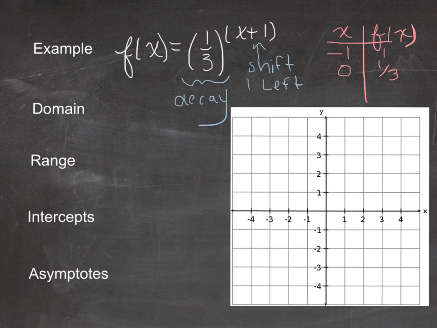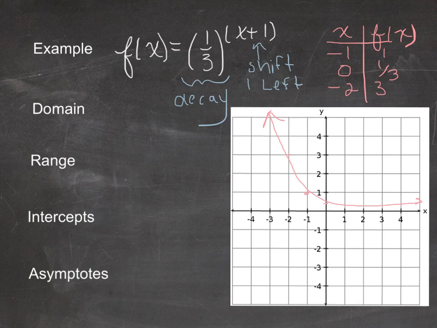And then let's pick -2 as well. When x is -2, I'll get 1/3 to the -1, which would be 3 to the 1, so 3. So if I plot those points and keep in mind the basic shape of my parent function, my exponential function, I have the points (-1, 1), (0, 1/3), and (-2, 3). So I can see that my function is going to look something like this.